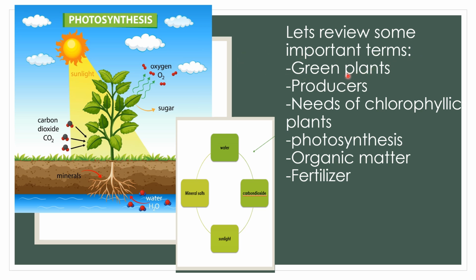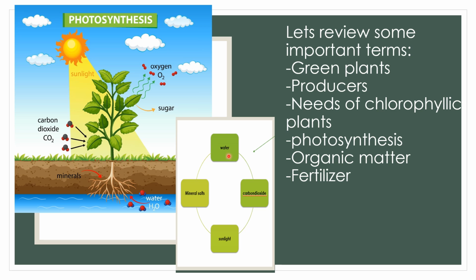Green plants are living organisms that contain chlorophyll, and chlorophyll is the pigment that gives the green plants their green color. Producers: green plants have the ability to produce their own food, so they are called producers. They need specific things to make their own food, right? So what are the needs of chlorophyll plants?